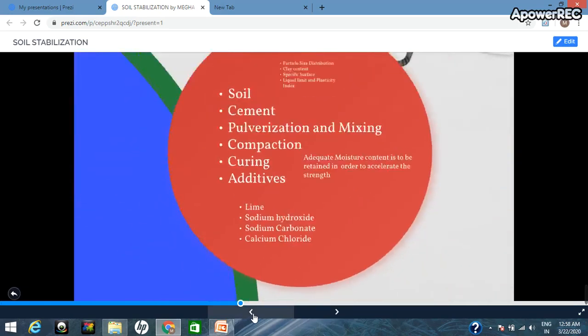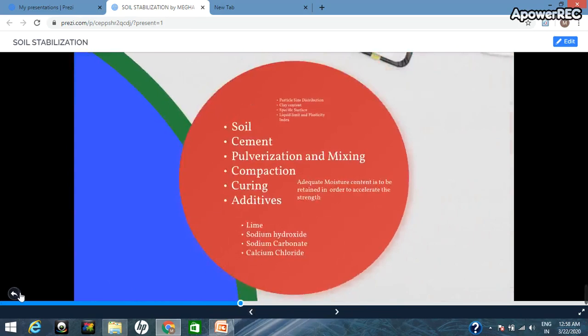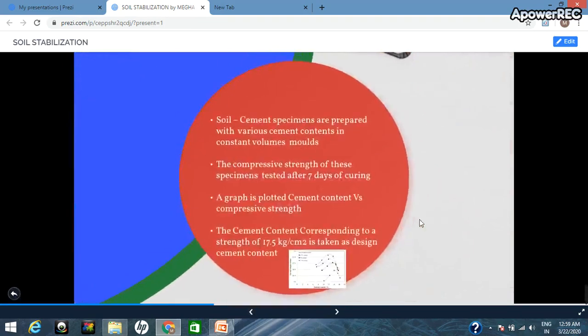Next one is how to prepare a soil cement mix. There are 4 points which are to be noted down. First one is that soil cement specimens are prepared with different cement contents in constant volume moulds. It is how you prepare the moulds for cement concrete.